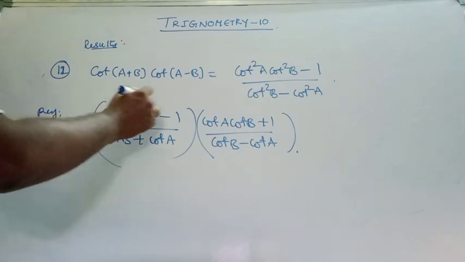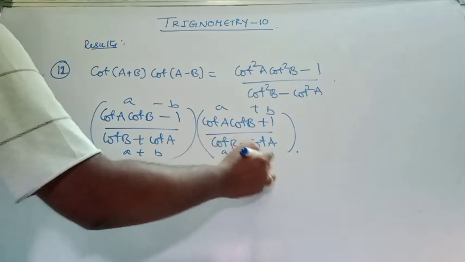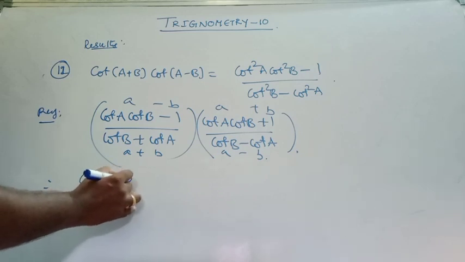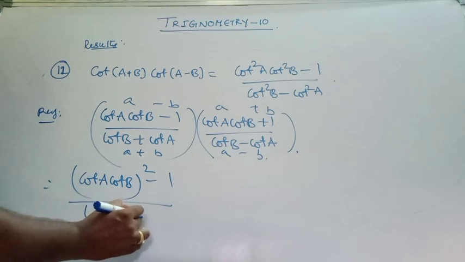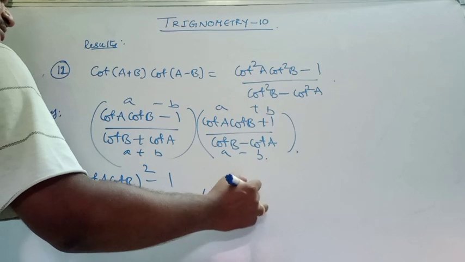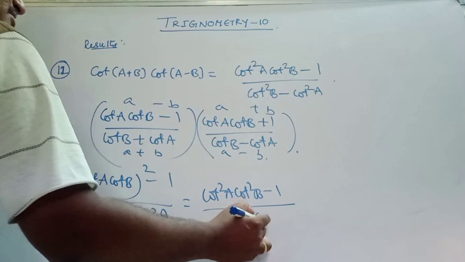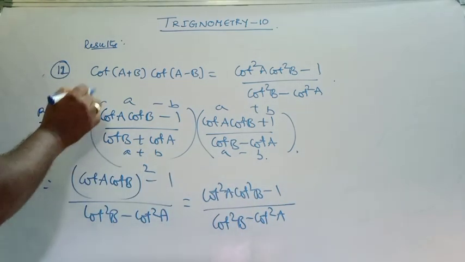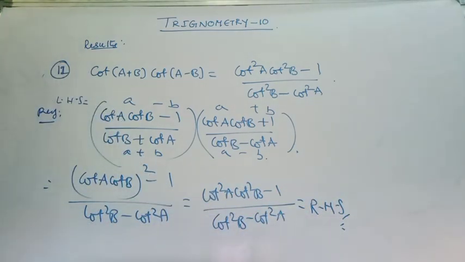Here also something like A minus B into A plus B applies. Here also A plus B into A minus B applies. Now A square minus B square is nothing but cot A cot B whole square minus 1 by cot square B minus cot square A. This is nothing but cot square A cot square B minus 1 by cot square B minus cot square A, right? This is what you have taken as the left hand side part, and you got the right hand side part like this. Like this we have got these wonderful results.